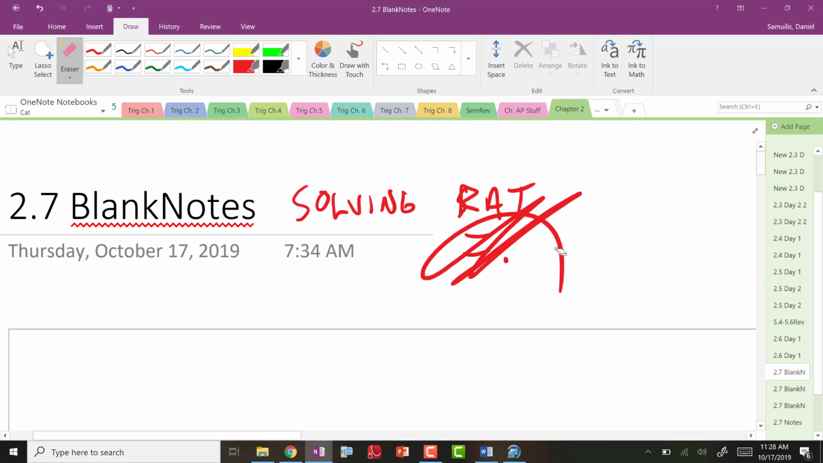Solving rats. What's that? Solving rational equations. I just yelled at the students. I understand how the book jumps around with stuff. We just graphed rational functions.